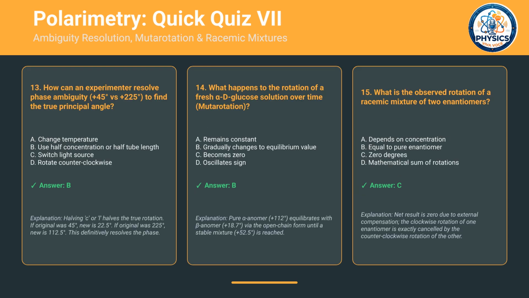This section covers ambiguity, mutarotation, and racemic mixtures. To resolve phase ambiguity, you can use half concentration or half tube length to distinguish between a 45 degree and a 225 degree rotation. The rotation of a fresh alpha-D glucose solution gradually changes to an equilibrium value through mutarotation. The observed rotation of a racemic mixture is 0 degrees.